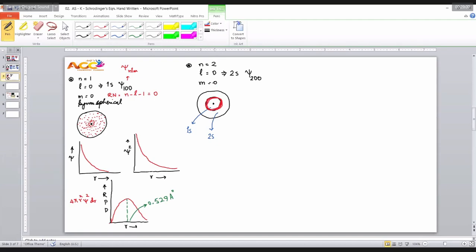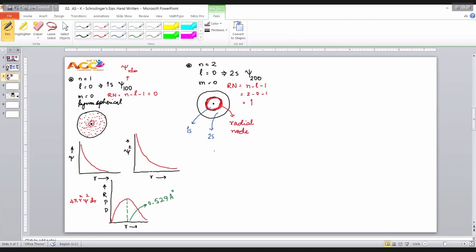In between 1s and 2s, how many radial nodes? Let us calculate. Radial nodes equal n minus l minus 1. 2 minus 0 minus 1 is equal to 1. Yes, there is one surface where there is no chance of finding the electron. This is known as the nodal surface. People call this a radial node.